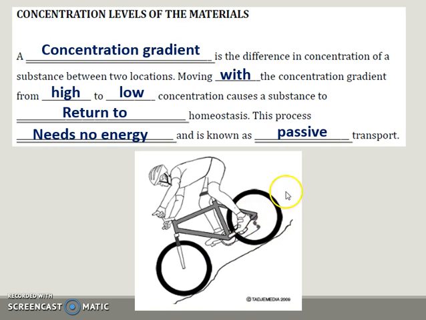You can also think of this picture of this person riding a bicycle from the high point of a hill to the low point of a hill. So he's not going to need any energy to do that. He's just going to have to basically stay on top of the bicycle and go down the hill. So from high to low, no energy.